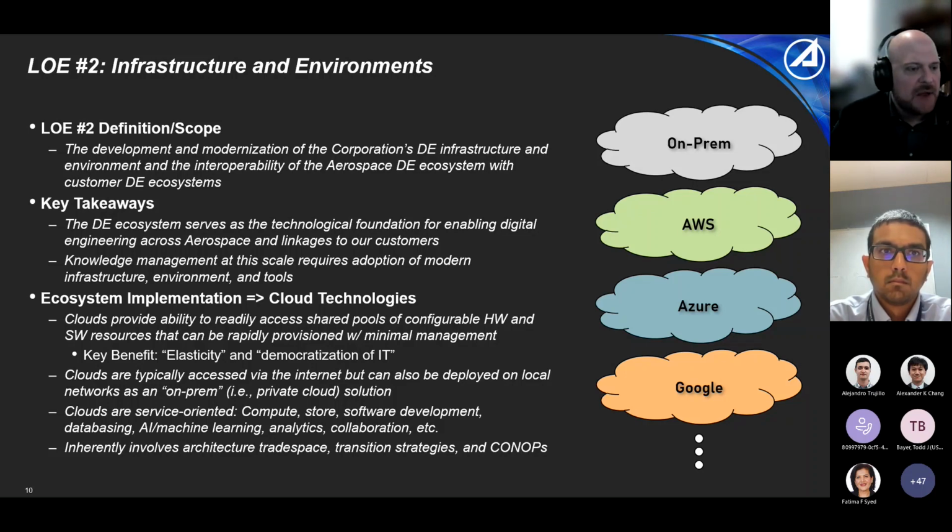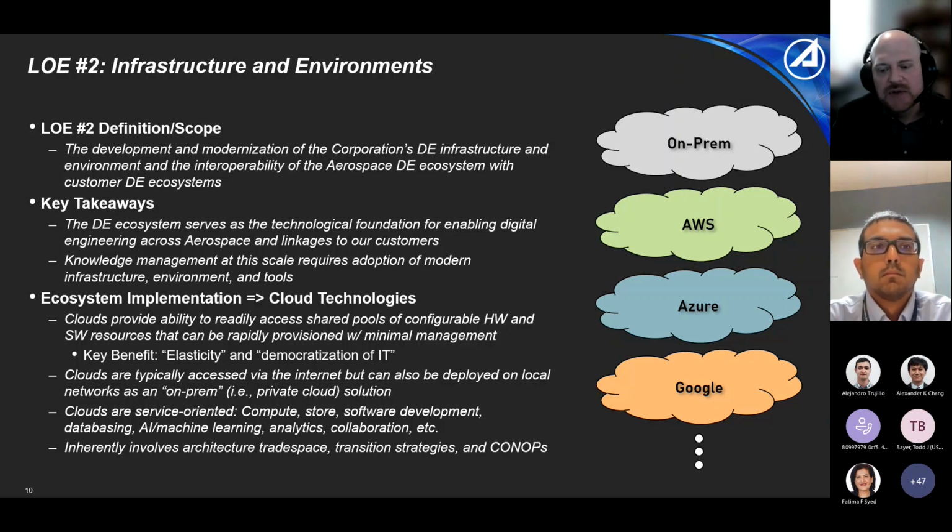And clouds provide that ability. The real selling point of the cloud is the ability to access shared pools of configurable hardware and software resources. And those can be rapidly provisioned and provided with minimal overhead to the user. So it's this idea of elasticity or democratization of IT. And clouds are typically accessed via the internet, but they can be deployed on local networks as on-prem.